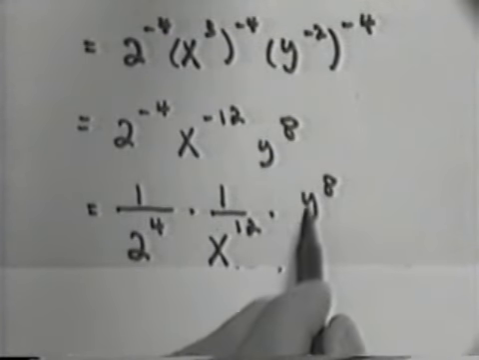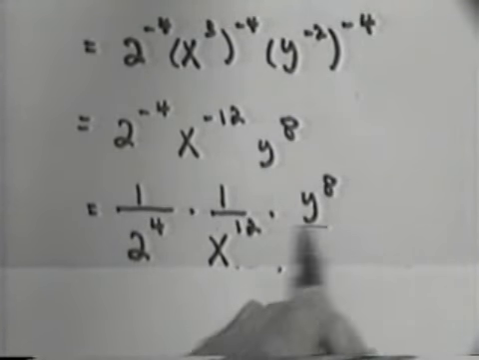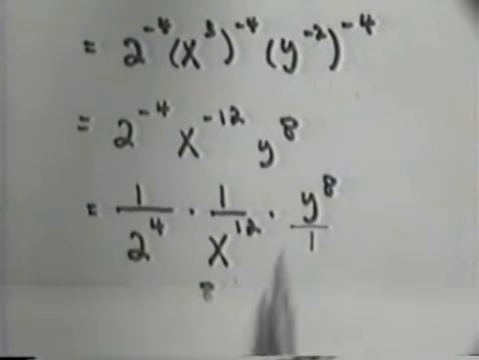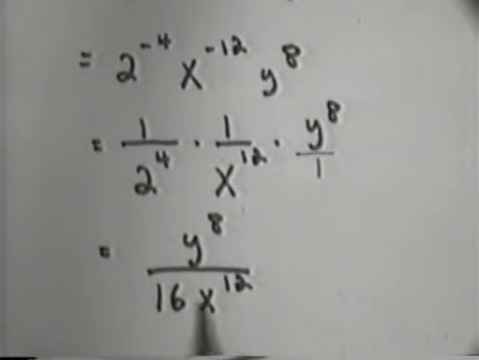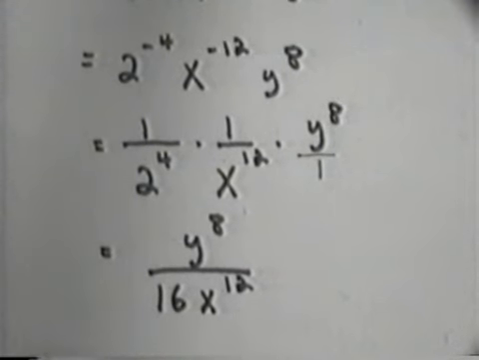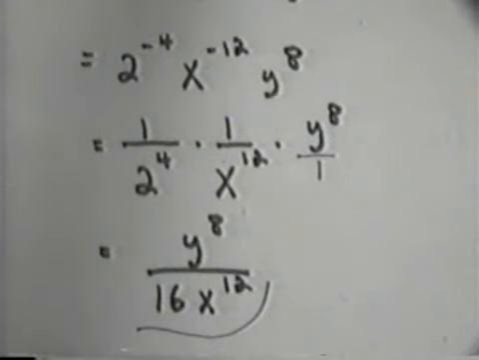Since the exponent is positive, I'll leave it as y to the 8th, which is understood to be y to the 8th over 1. Now I'll simply multiply. 1 times y to the 8th is y to the 8th. 2 to the 4th is 16 times x to the 12th times 1 is 16 x to the 12th. And there's my answer.